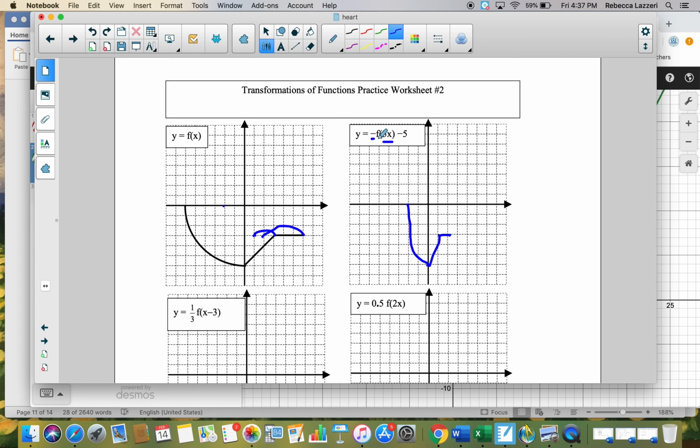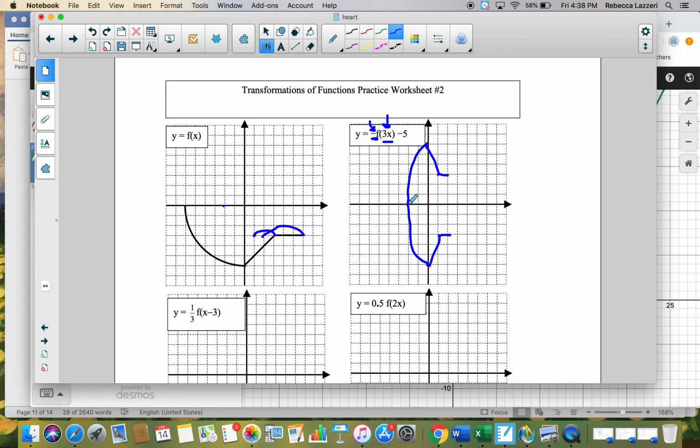Now I look at this negative. The negative is on the outside. Anything on the outside of the parentheses affects your graph up and down, and anything on the inside of the parentheses affects it left and right. So this is going to flip it over. This negative 6 is going to become a positive 6, and this negative 3 is going to become a positive 3. And so now it's going to flip it over like this.